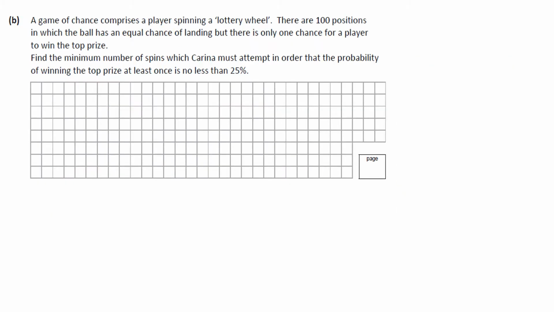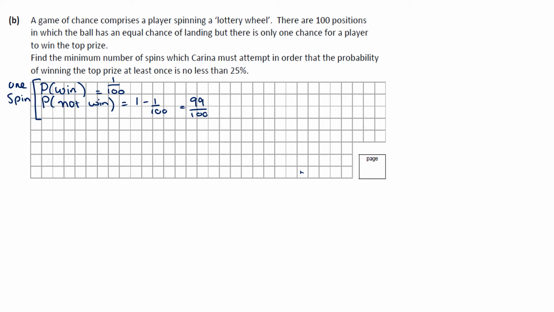So part B then said, a game of chance comprises of a player spinning a lottery wheel. There are 100 positions in which the ball has an equal chance of landing, but there's only one chance for a player to win the top prize. Okay, so from that, for one toss, if you want to win, the probability of winning is 1 in 100, and the probability of not winning, so we can keep to this idea, you either win or you not win, and that's going to be 1 minus 1 over 100, which is 99 over 100. Okay, and that here is for one spin.